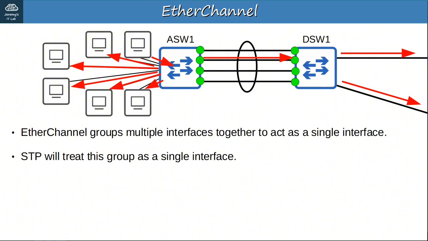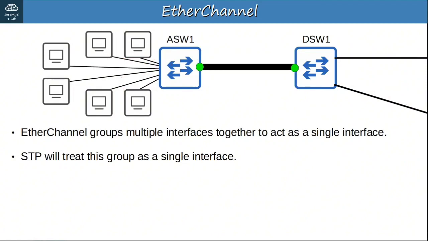I'll repeat it once more. Although this EtherChannel contains 4 separate physical interfaces, they behave as a single interface. DSW1 won't send the broadcast frame back out of the same interface it was received on. So it isn't forwarded back to ASW1, and no layer 2 loop is formed.